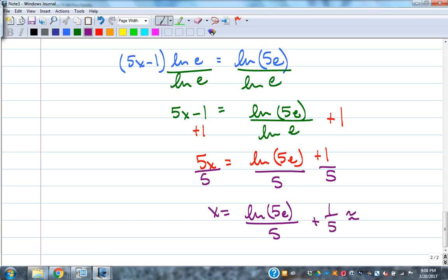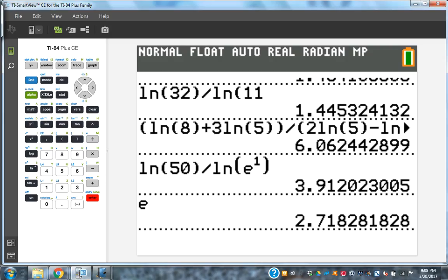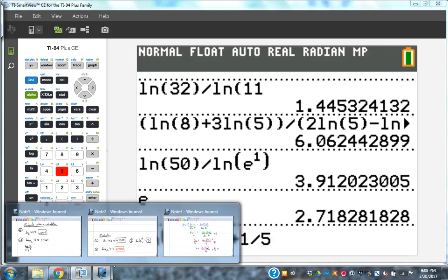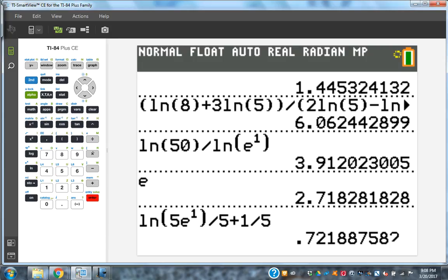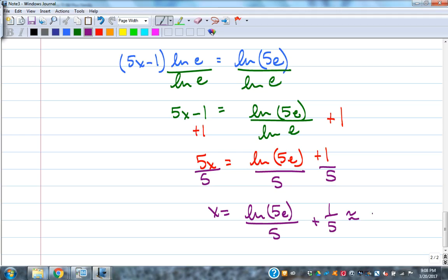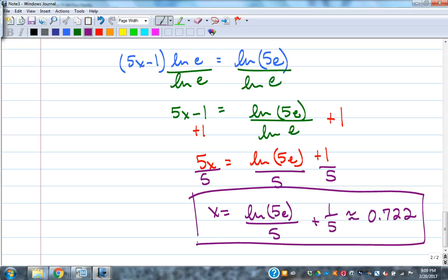And we're going to get the decimal approximation of that. So natural log of 5e, close parentheses, divided by 5, plus 1 divided by 5. Right? Yeah, it's plus. And in 3 decimal places would be 0.722. Works just fine.